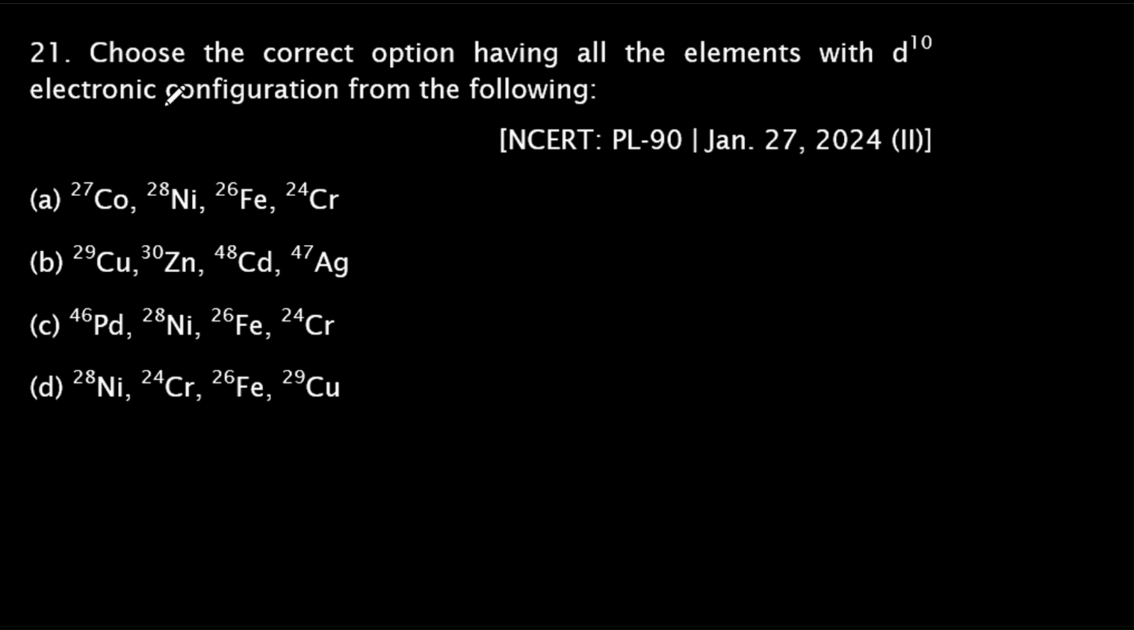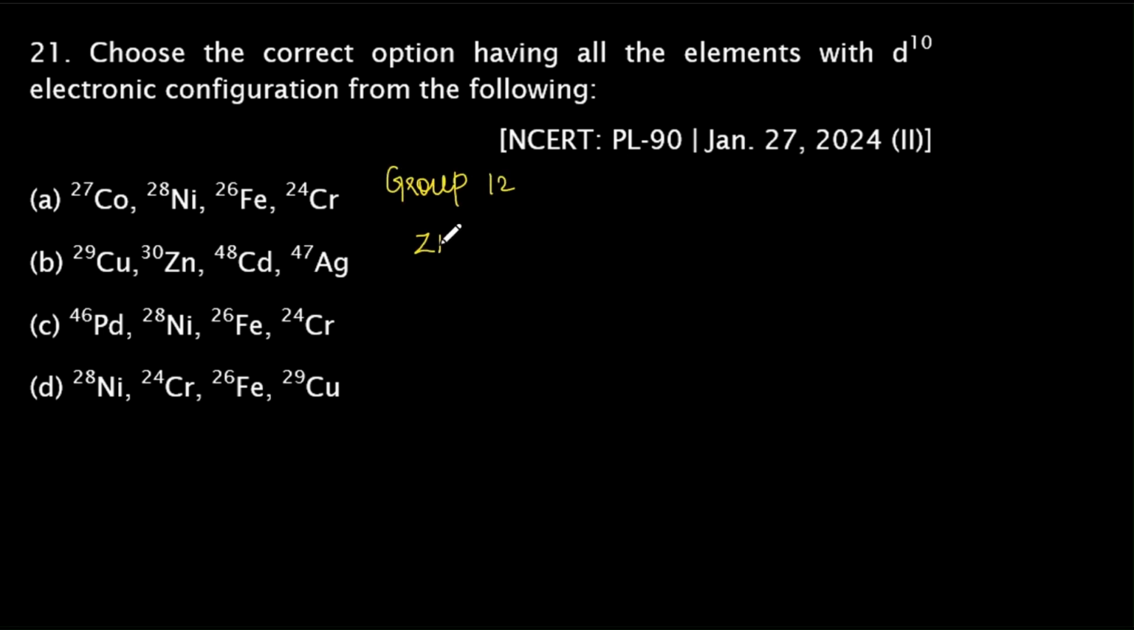The next question is, choose the correct option having all the elements with d10 electronic configuration. So different elements are given and you have to find the elements which all have the d10 configuration. For this you have to know the general electronic configuration of the different groups present in the d block. So let us start from group 12.